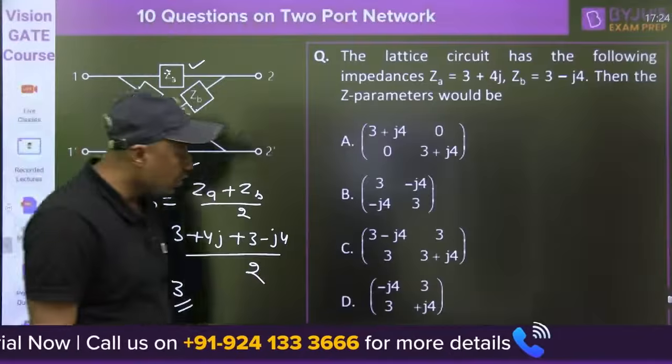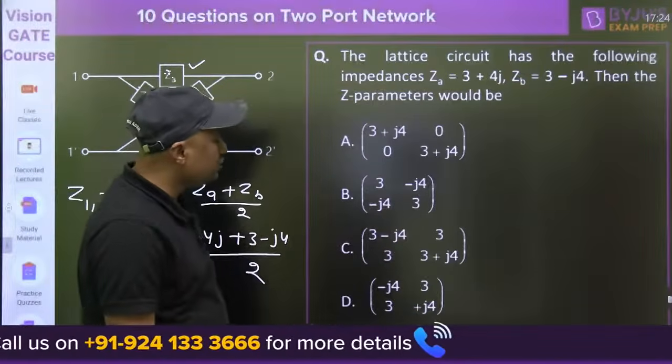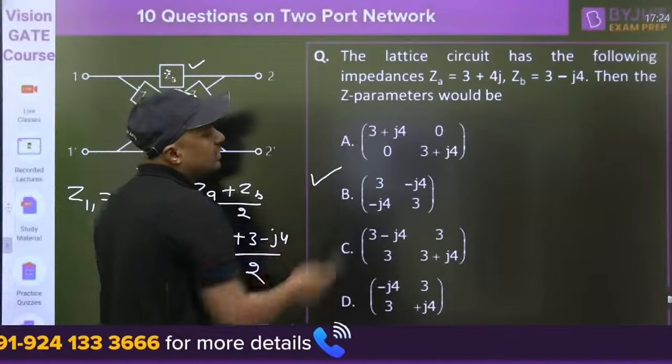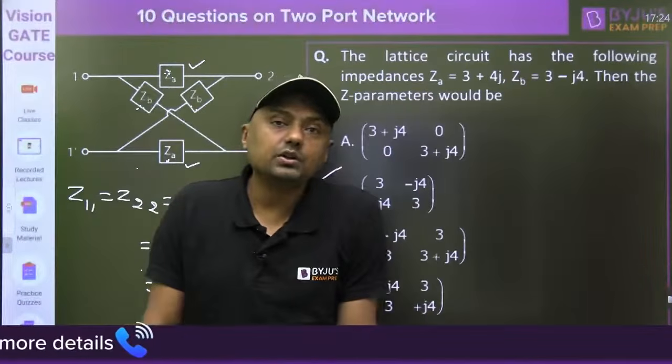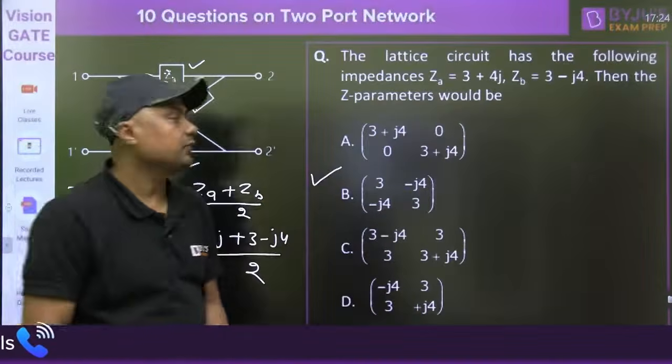This is the value 3. So in which option do we have Z11 and Z22 as 3? Only in this option. So what is the need to check the other one? But what is the other one?